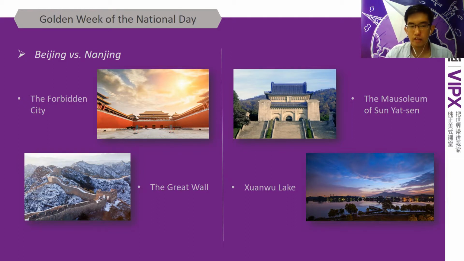This Forbidden City is located on the axis of Beijing city. So you can say the status it enjoys is in the center. It is in the center of the city.